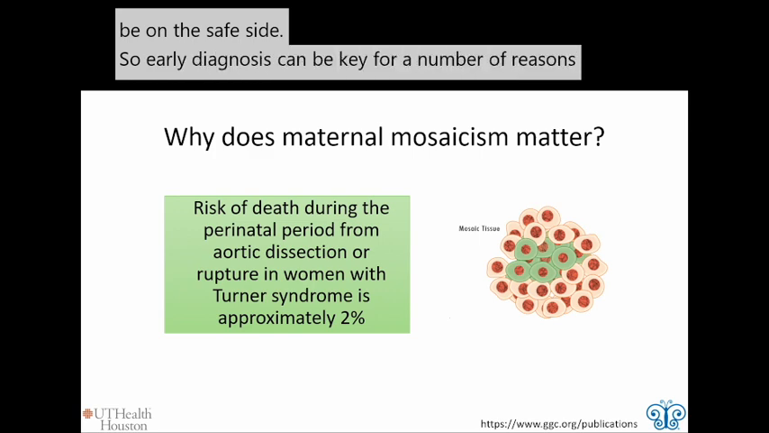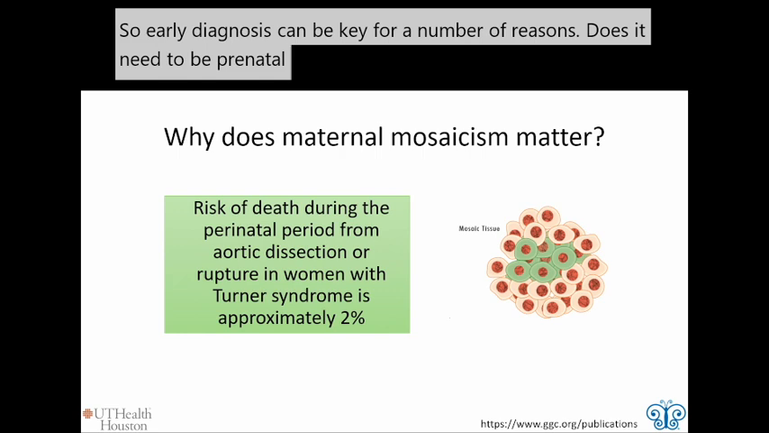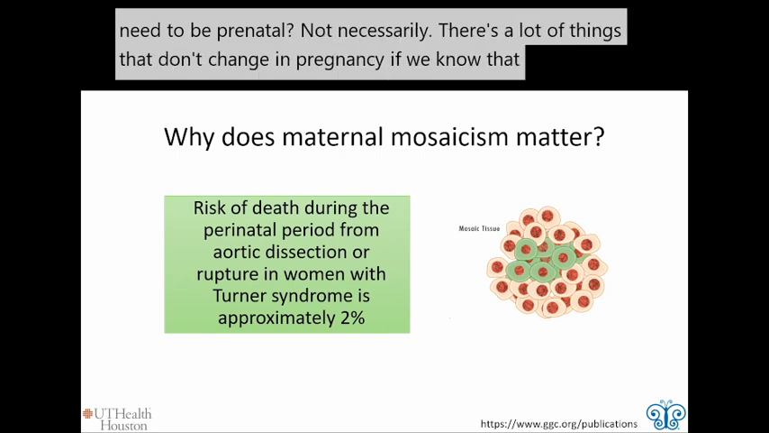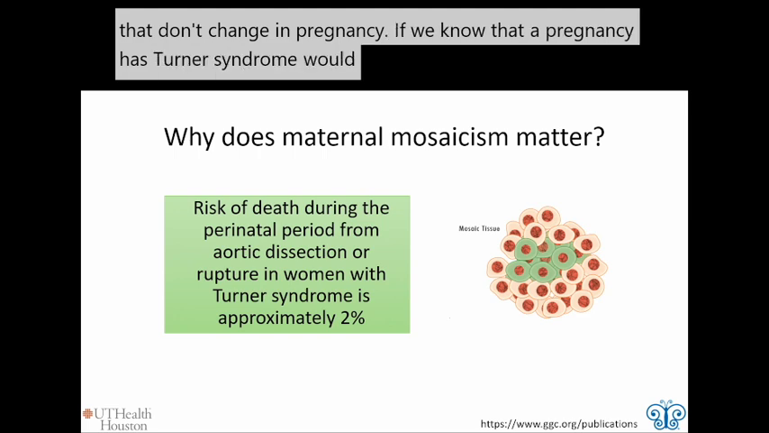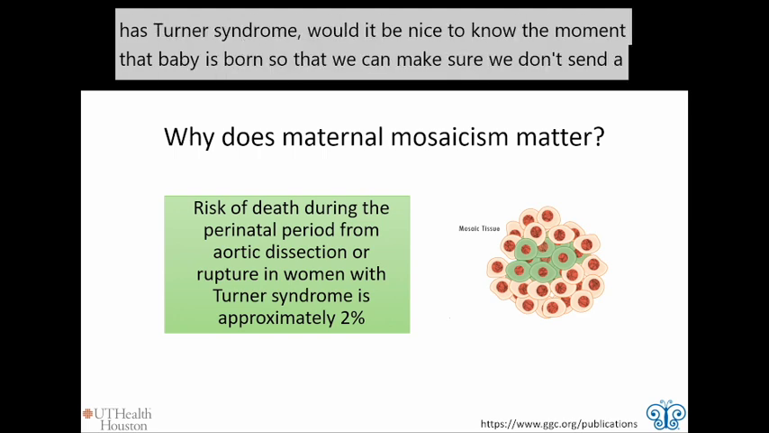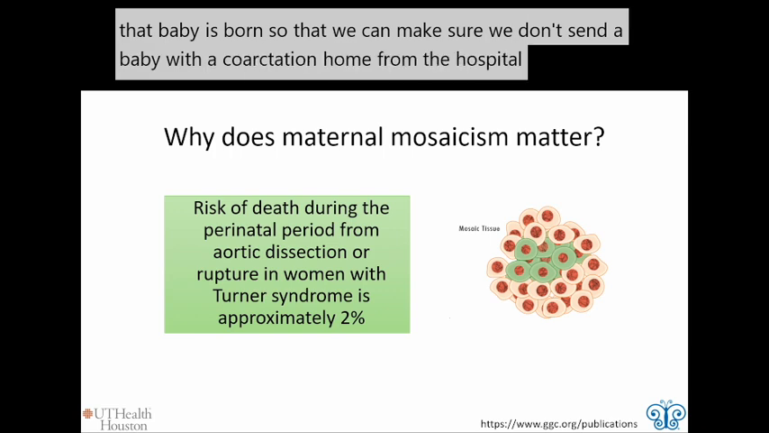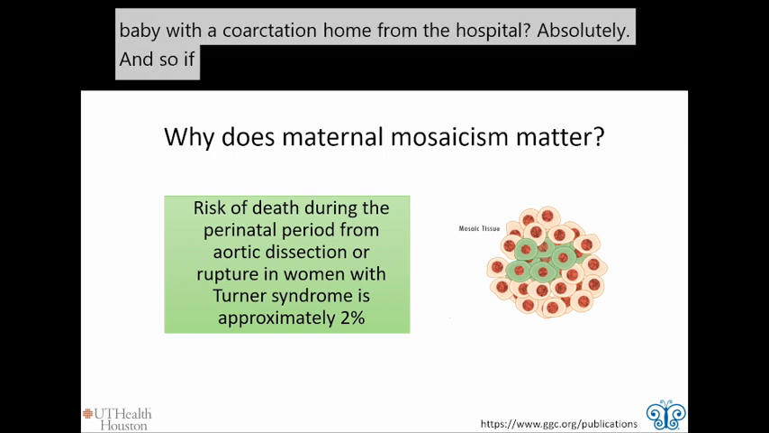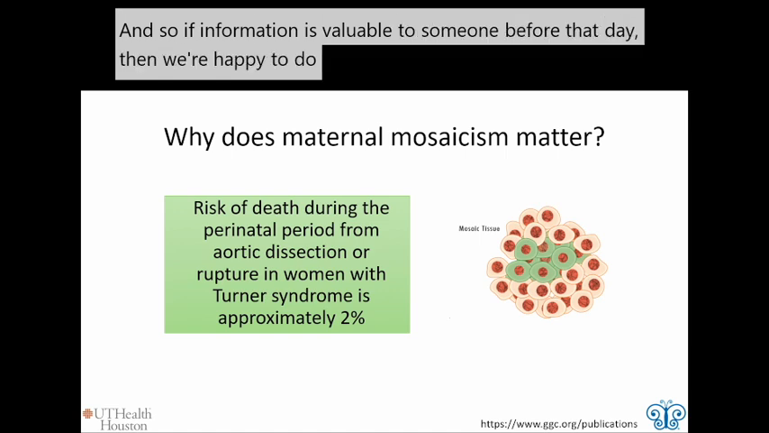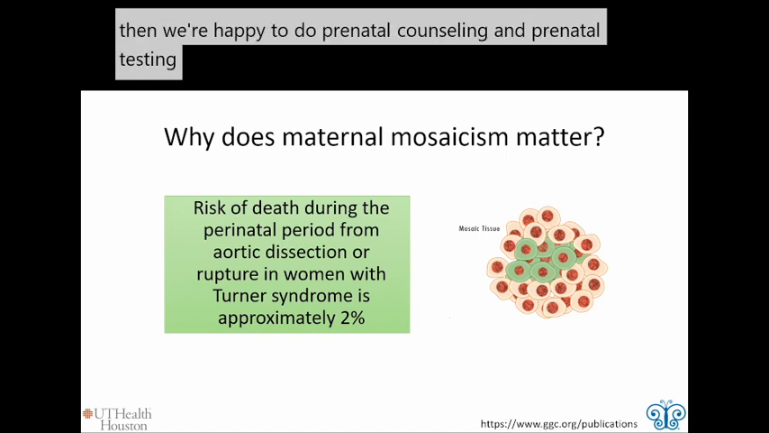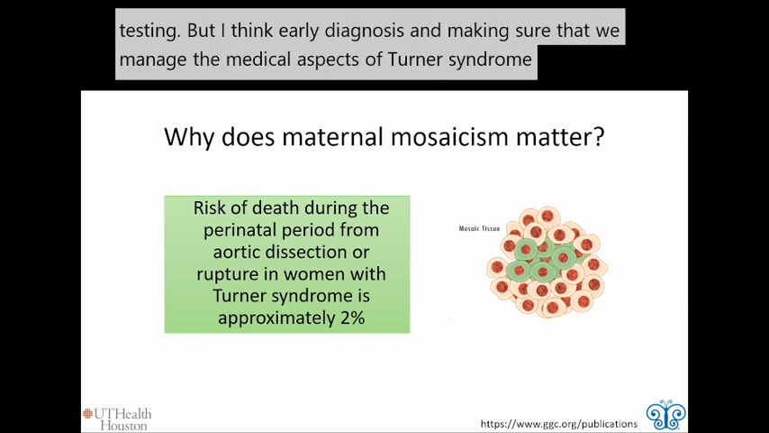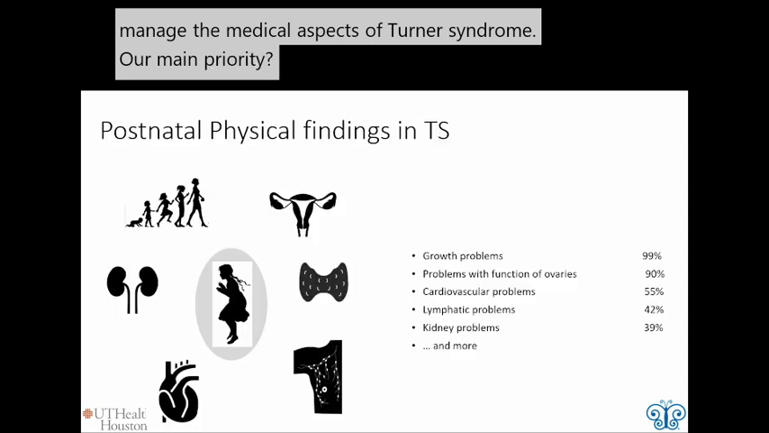Does it need to be prenatal? Not necessarily. There's a lot of things that don't change in pregnancy. If we know that a pregnancy has Turner syndrome, would it be nice to know the moment that baby is born so that we can make sure we don't send a baby with a coarctation home from the hospital? Absolutely. And so if information is valuable to someone before that day, then we're happy to do prenatal counseling and prenatal testing. But I think early diagnosis and making sure that we manage the medical aspects of Turner syndrome is our main priority. So I think that's all I have.